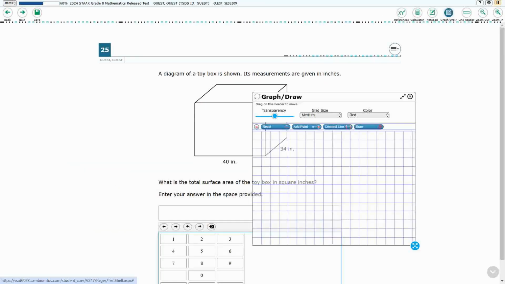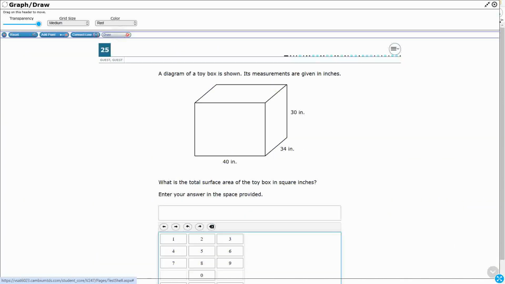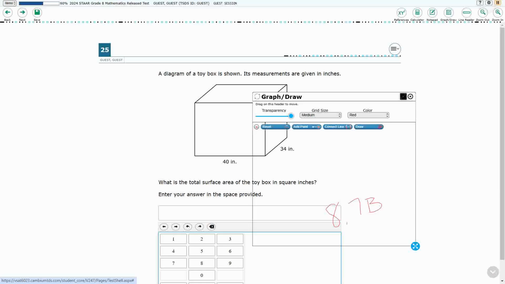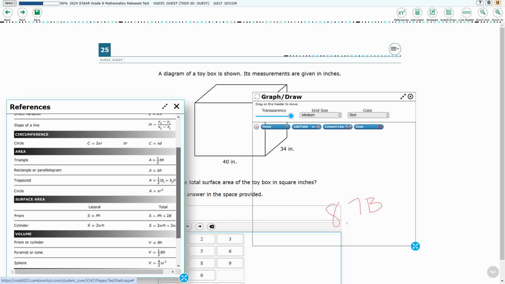For number 25, we are looking at surface area. This is standard 8.7b. And we have the toy box here. We simply need to find the total surface area, and we don't have A, B, C, or D to choose from. We need to type it into this equation editor. So let's look at our surface area on a reference material, and we'll see surface area. This is a prism since it's a box. So we're looking at total surface area.